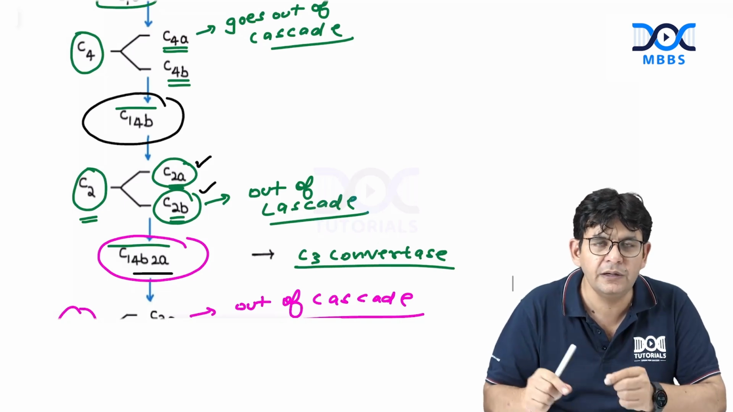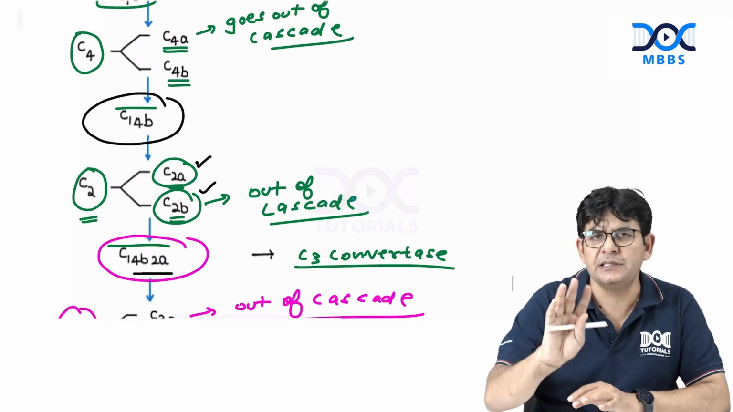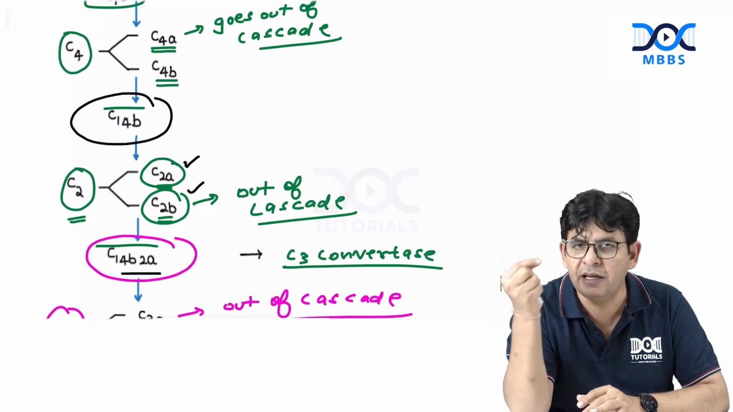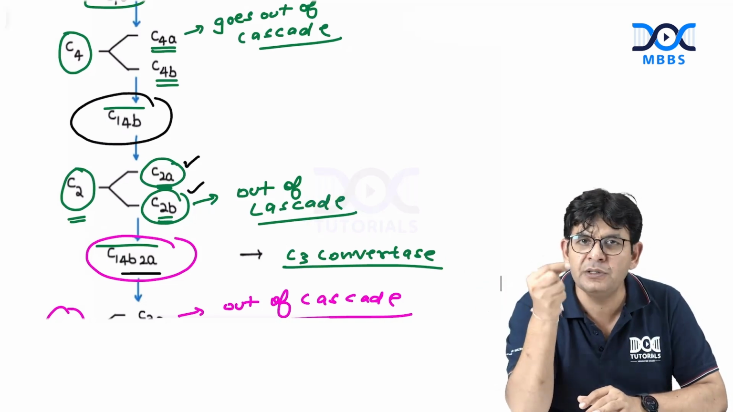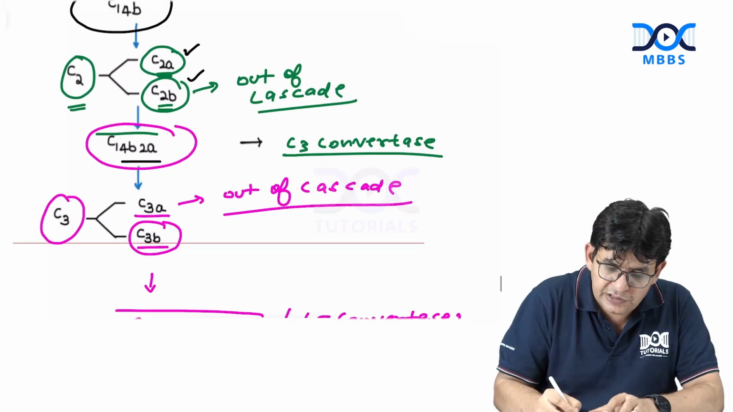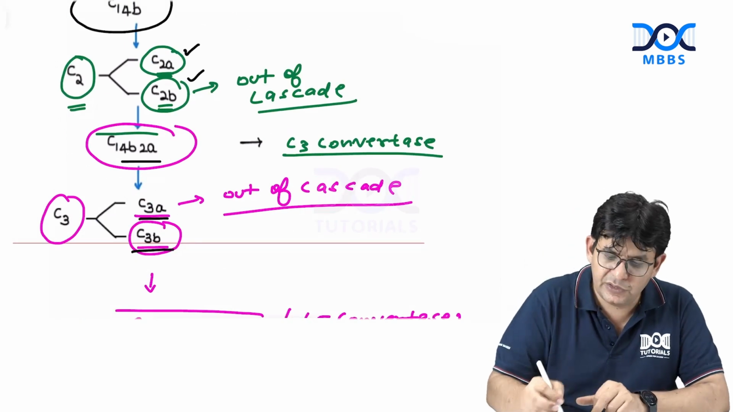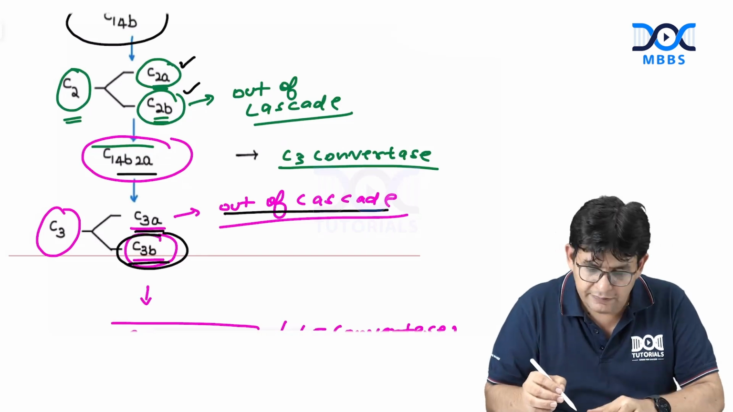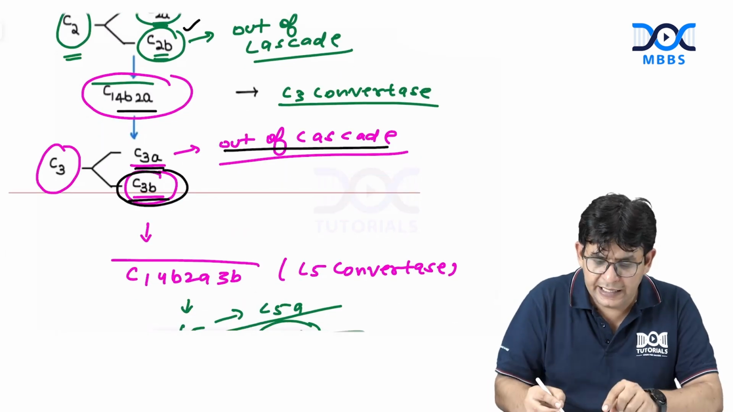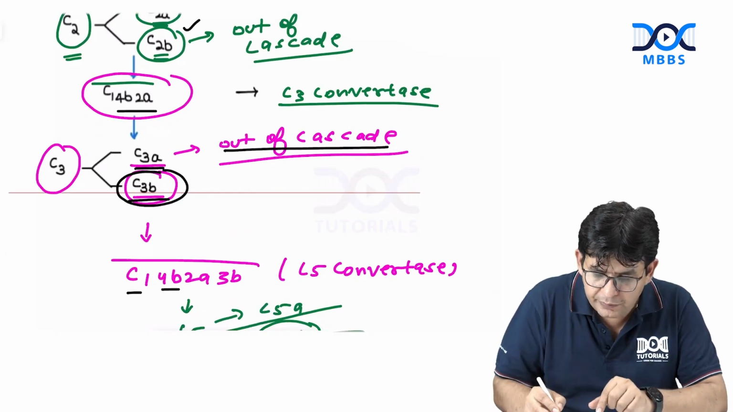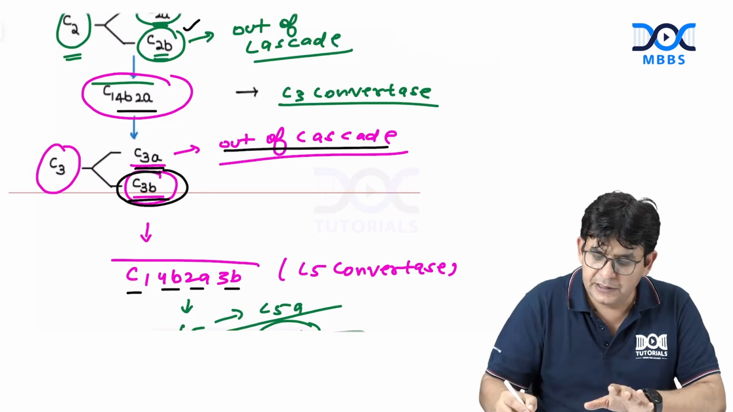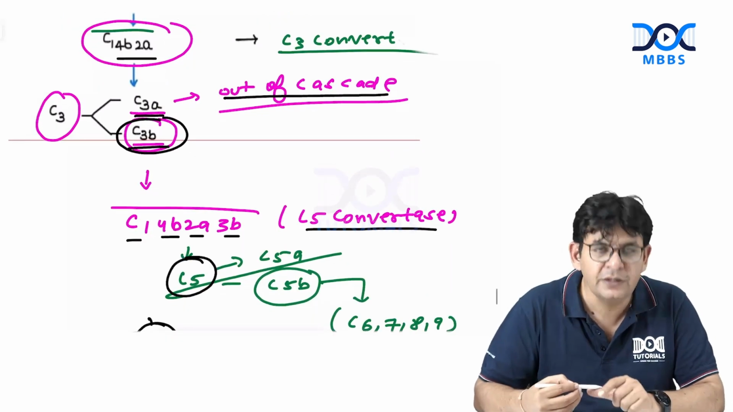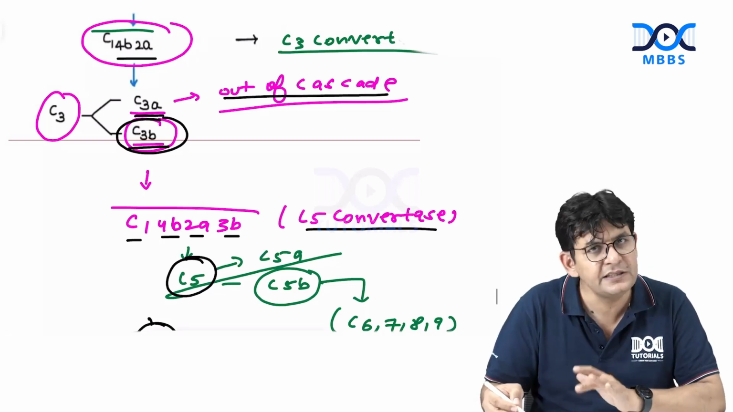And what is being produced? C14B2A. But if you know this particular hack, C14B2A is the C3 convertase. If it is C3 convertase, obviously it will act upon C3, dividing this into C3A and C3B. C3A is out of the cascade and C3B will go forward. And when it goes forward, they have this combination C1, 4B, 2A, 3B. Remember this is the C5 convertase. And if it is C5 convertase, it will act upon which fellow? C5, dividing this into C5A and C5B.